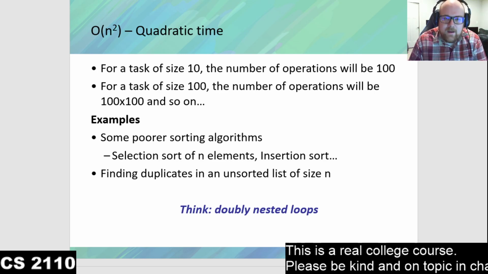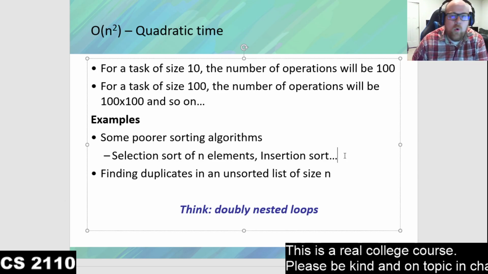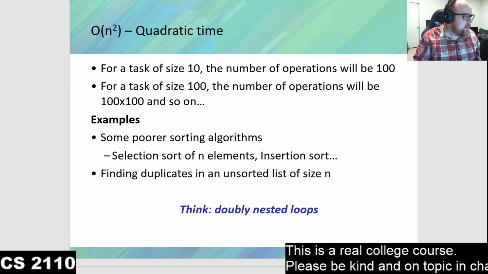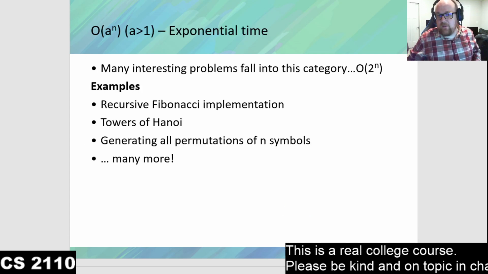Quadratic time, as an example, would be a poor sorting algorithm, or you could do a pairwise comparison. That is, loop through an array and find every combination of every two values. That would be quadratic. Exponential time, we get even worse. Exponential time is really slow. We'll look at an example of this later.